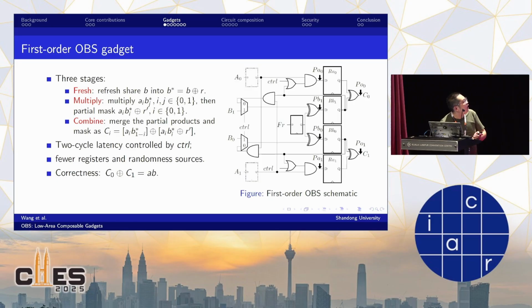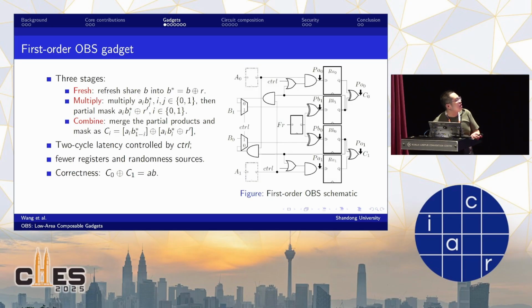and then restore to the registers again. In the second stage, the combination, we merge the partial products as one to be the output. So this gadget has 2 cycles delay, which is controlled by a control signal as the figure shows. And fewer registers and randomness sources are used.